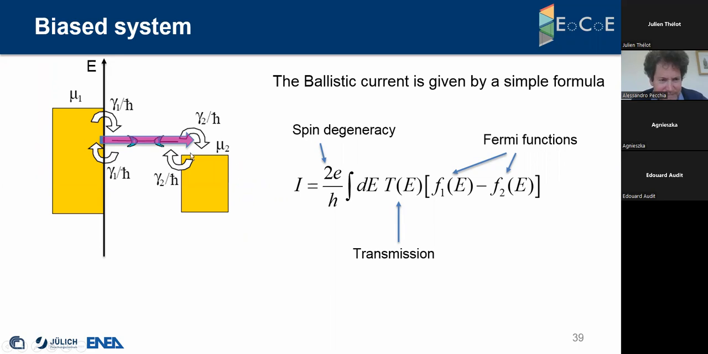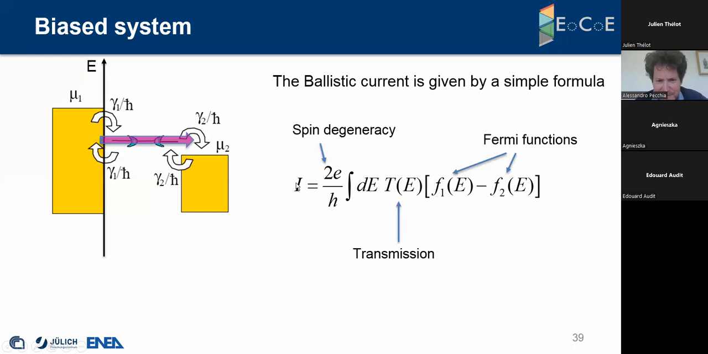We have a bias in principle between the two contacts. When we put the system out of equilibrium, of course you need to put the system out of equilibrium, otherwise there's no net current flowing. But if you put a bias between the two contacts, that means that the Fermi level is not the same everywhere, but there is an imbalance and electrons like to flow from high electrochemical potential to low electrochemical potential.